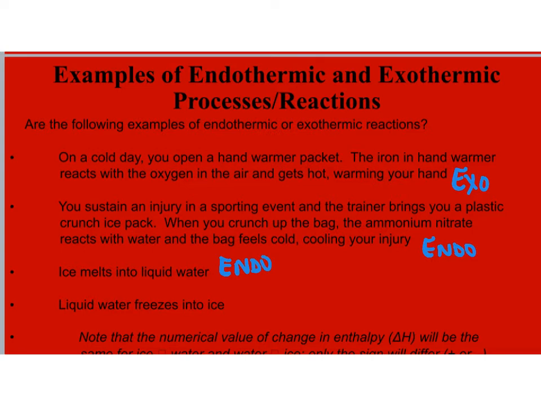In the exact opposite process, water freezes into ice, you're getting energy out. That's an exothermic process. And one of the things you should note is that the delta H value for both processes is the same. It's just the exothermic process is going to have a negative delta H value, and the endothermic process is going to have a positive delta H value.